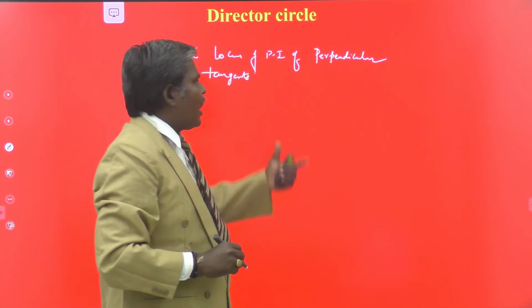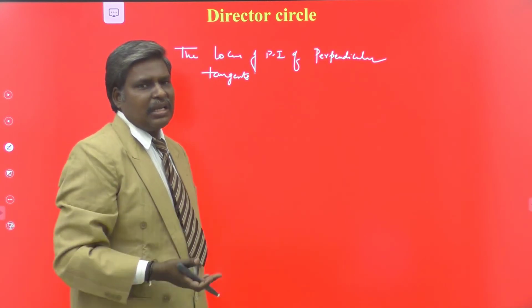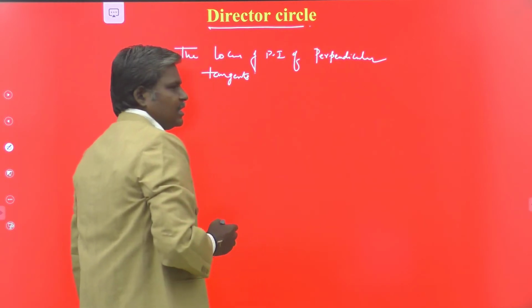Perpendicular tangents. So the angle between the tangents is 90 degrees. Then your point lies on what? Director circle. Let us try to derive the equation of the director circle.